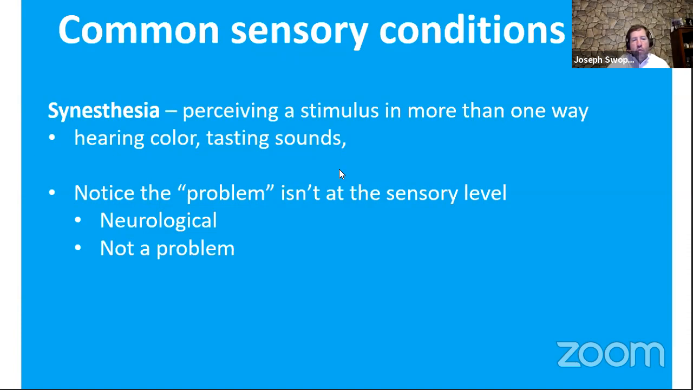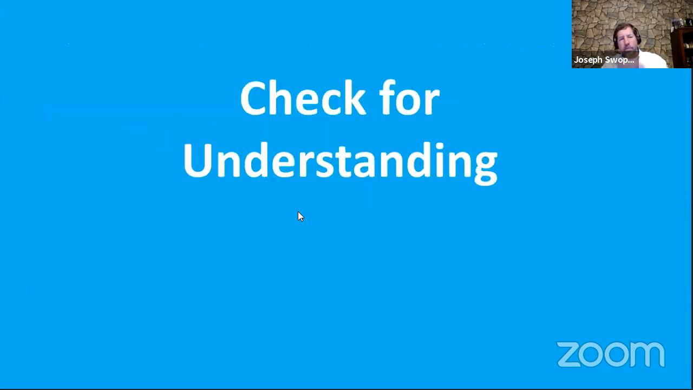I put the word problem in quotes. The problem isn't at the sensory level. The eyes are fine, the ear is fine, the skin is fine, the tongue is fine. It's just that the brain is somehow crossing the perceptual pathways. It's not a problem, because most people who have this condition enjoy it. Number one, that's how they've always perceived the world. And number two, it gives them just a different added way. It's almost like if you were to take that away from them, if you were to cure this, they'd see the world slightly differently. They'd almost lose something.